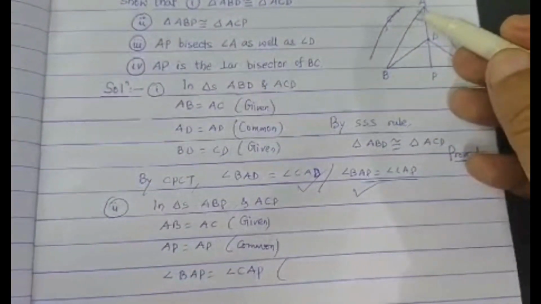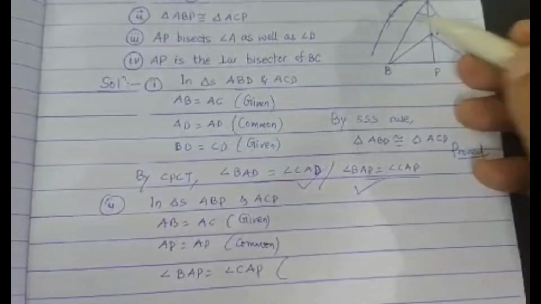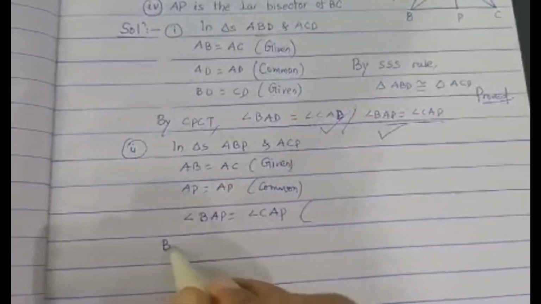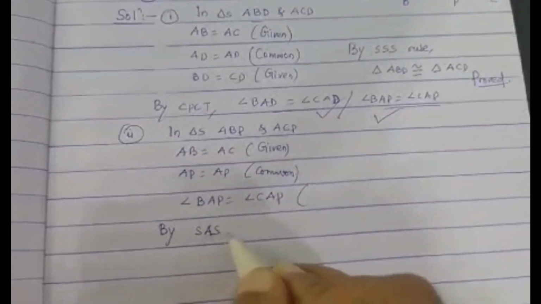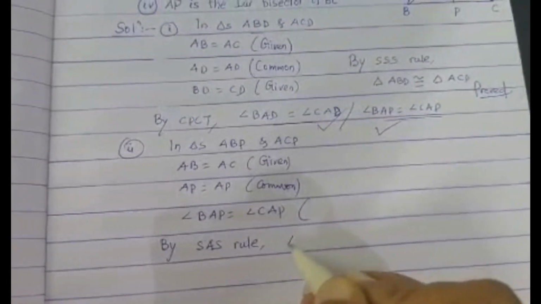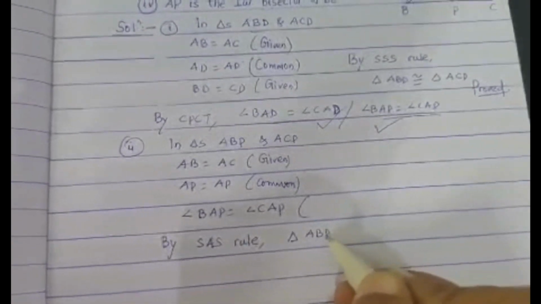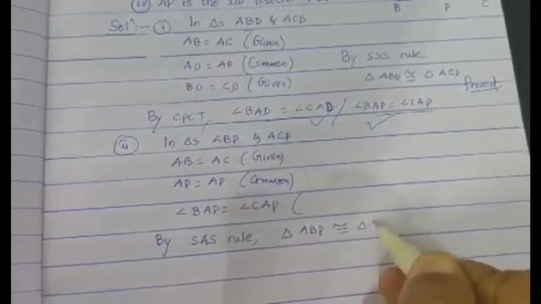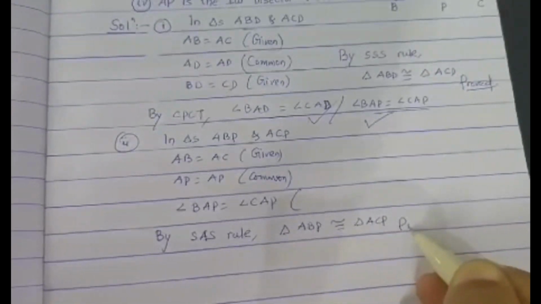So this angle is equal, this side is equal, this side is equal. So by the SAS rule, side angle side rule, we can say that triangle ABP is congruent to triangle ACP. This is also proved.